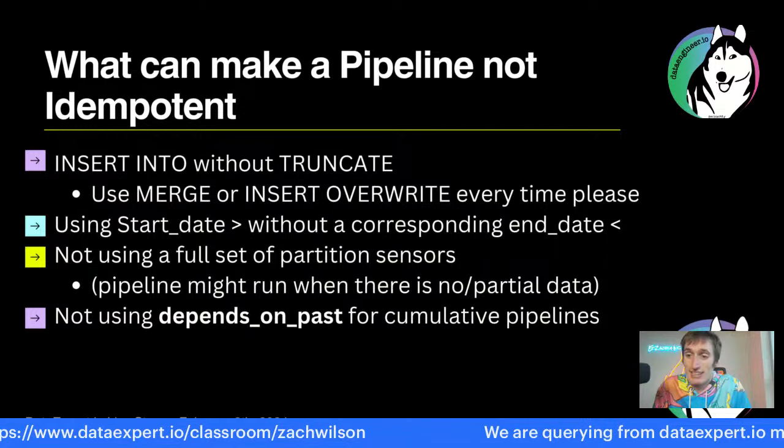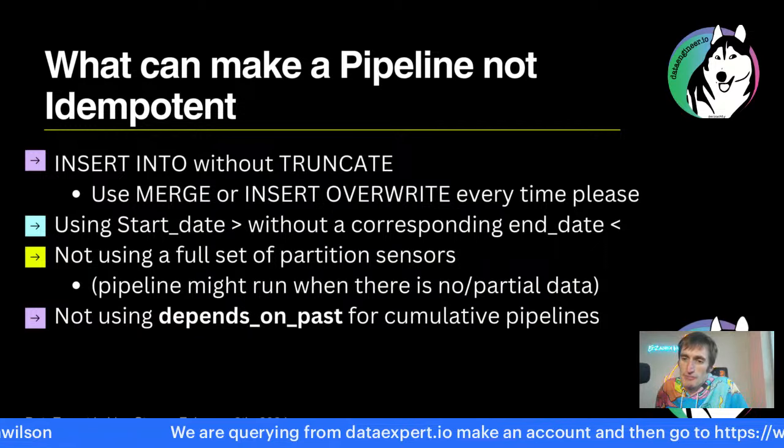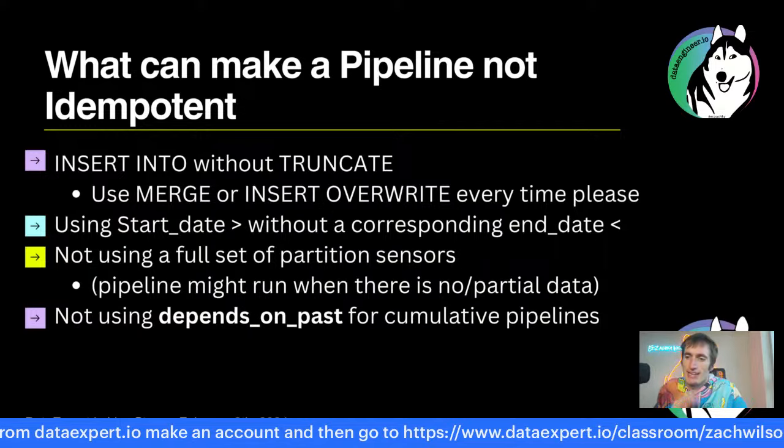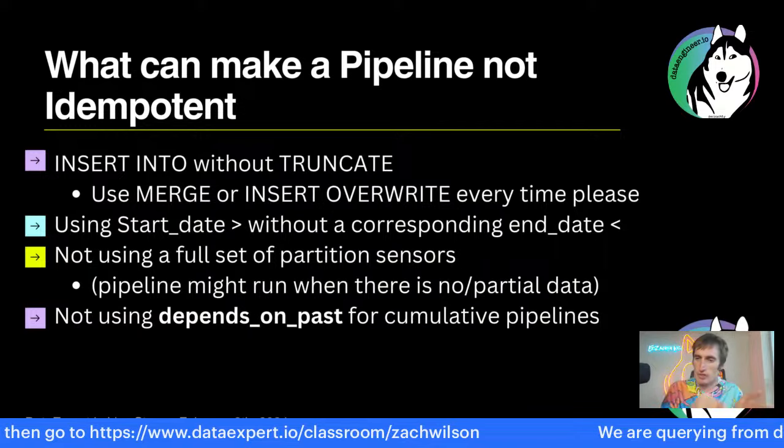Last but certainly not least is not using depends on past for cumulative pipelines. Cumulative pipelines are different from other pipelines in that each run actually depends on the previous run because it accumulates up.